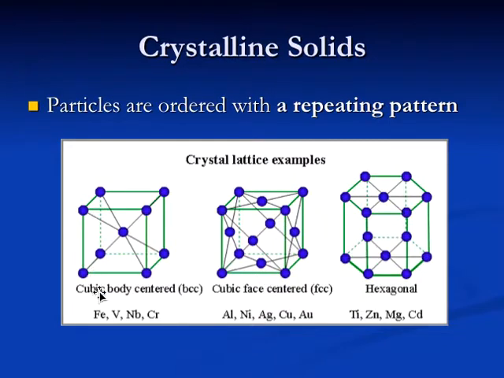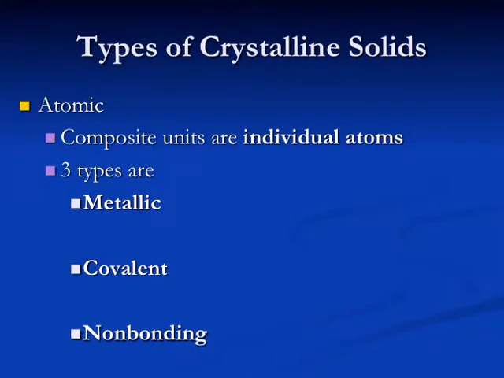These are just a few examples of the patterns. You won't need to know the names of those at all, but they're examples of some of the metals in the periodic table and what patterns they make when you get down to the lowest level. So the gist of it is that there's a repeating pattern for any solids that are crystalline once you get down to that lowest level that you can see.